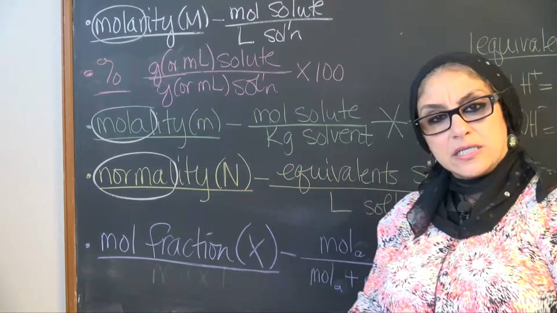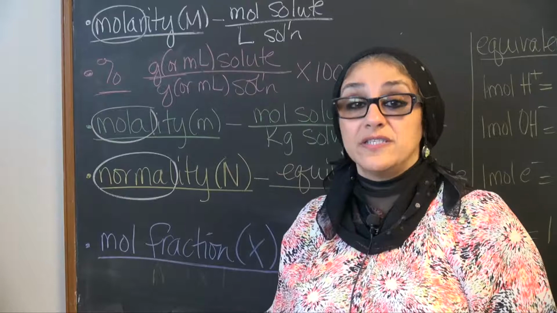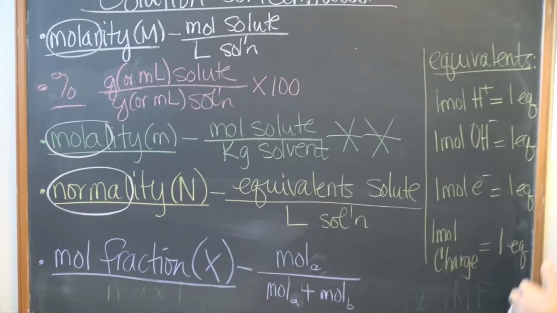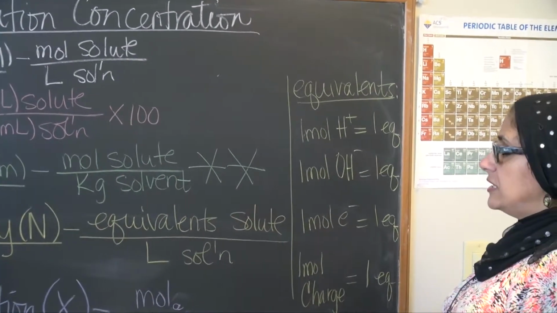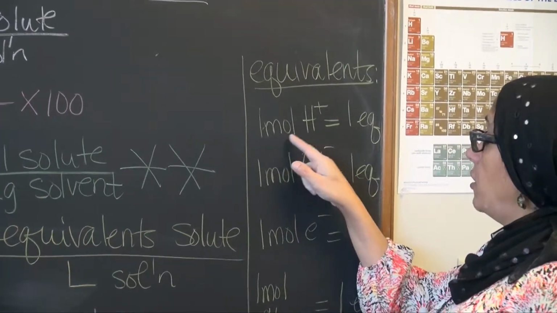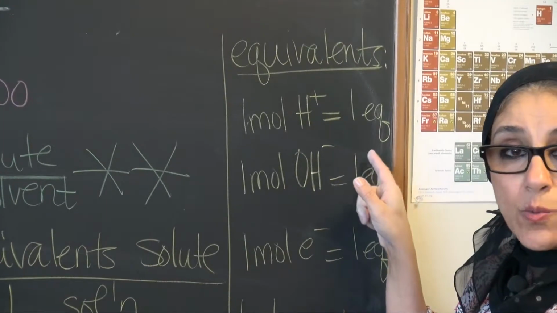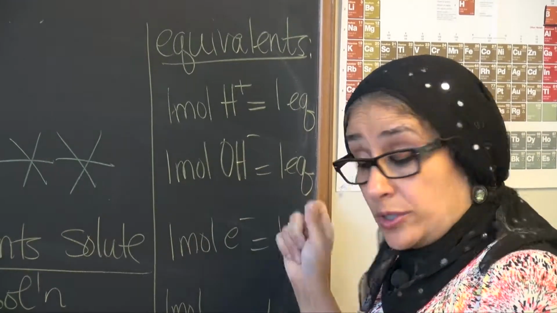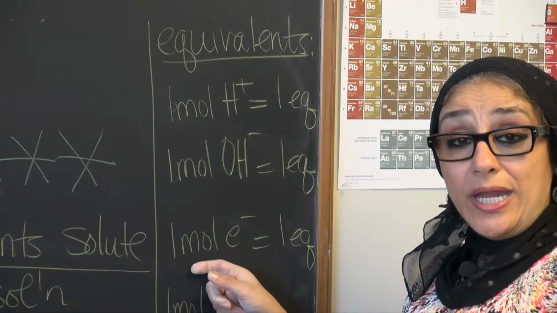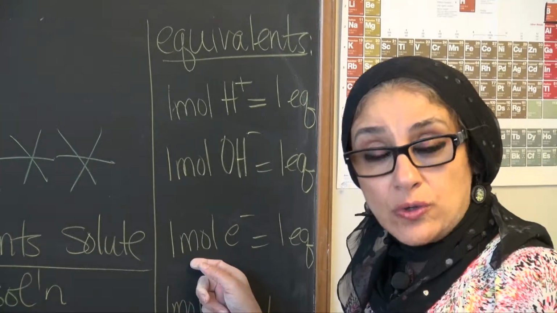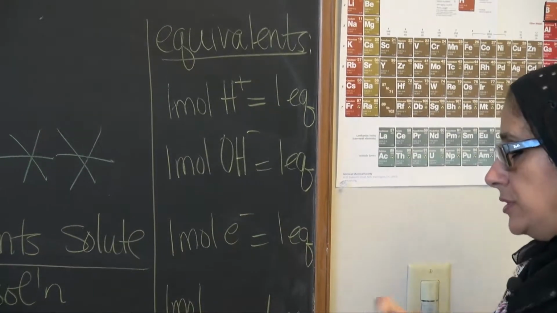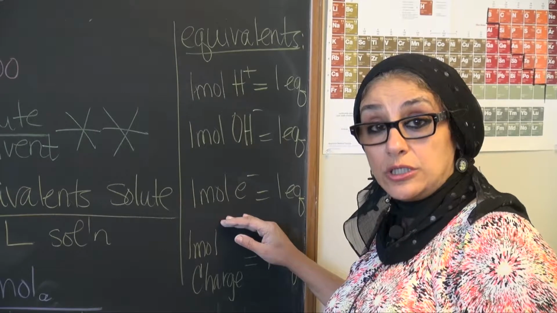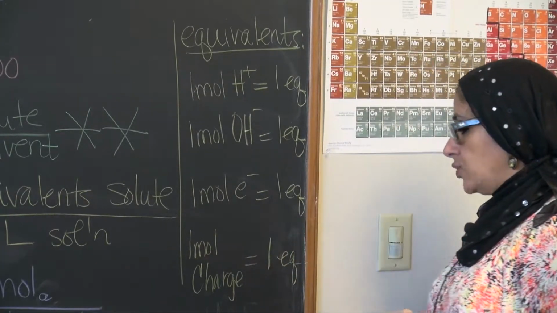So what exactly is an equivalent? Well, it depends on the type of substance. I have a little scheme over here for you, or a list. If you're dealing with an acid, a mole of hydrogen ions is 1 equivalent. A mole of hydroxide ions for a base is 1 equivalent. If you're dealing with a redox reaction, a mole of electrons transferred is an equivalent, and we'll use this relationship when we get to the electrochemistry unit at the end of our semester.